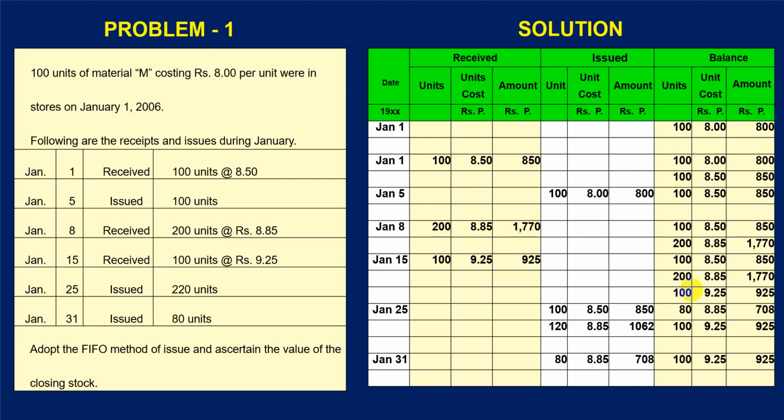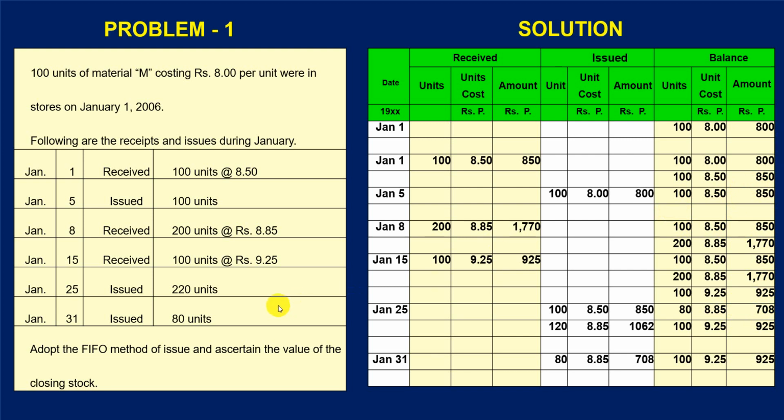There are 100 units of material M costing rupees 8 per unit in stores on January 1st, 2006. This is taken as the opening stock. In the solution you can see the columns are date, particulars, received, issued and balance, and the received, issued and balance columns are split into three: units, unit cost and amount. Now these 100 units at 8 per unit are written as the opening balance in the balance column.